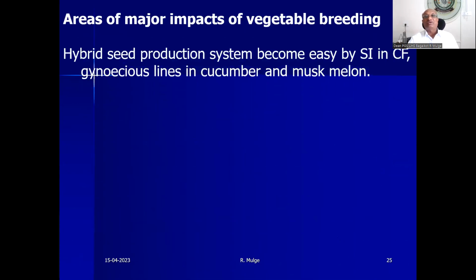What has happened? Hybrid seed production systems became easy through self-incompatibility in cole crops like cauliflower, and gynoecious lines in cucumber and muskmelon. Hybrid seed production is tricky, right? You have to go for crossing, and that is going to be intensive.